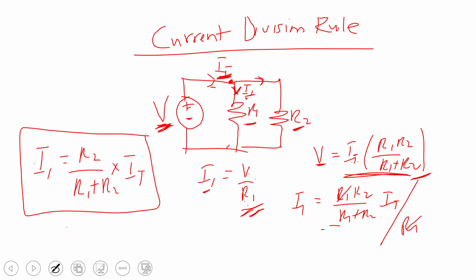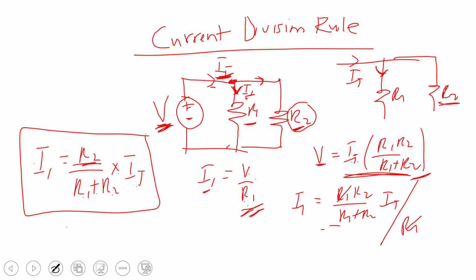So this tells us that if the total current gets to this junction, how we get to know how much will come here is that we have to use the other resistor. Realize that we got R2 over R1 plus R2 times the total current. So if I have two resistors, this is R1, another here to be R2, and I have the total current and I want to know how much will come here, I just have to do R2, the other resistor, over the sum times that total current.